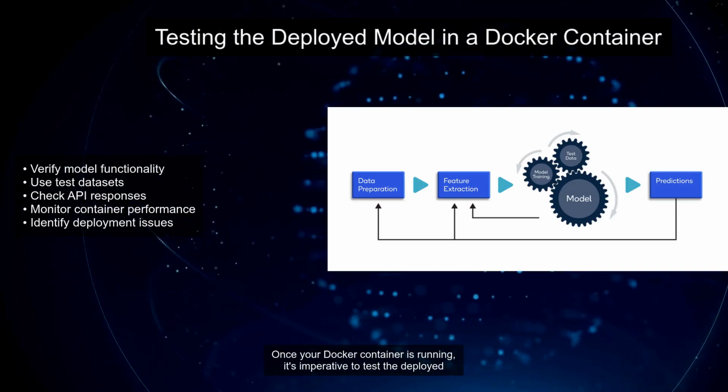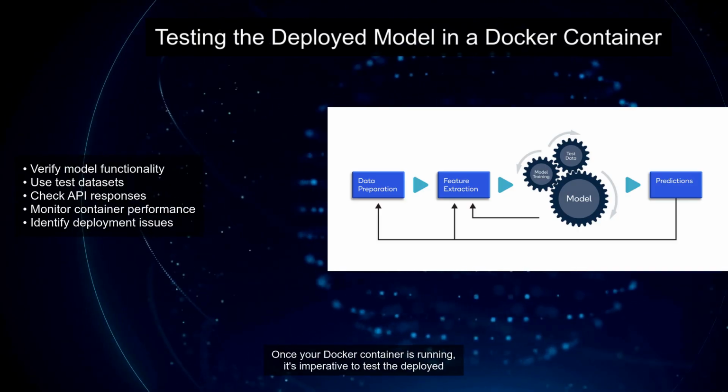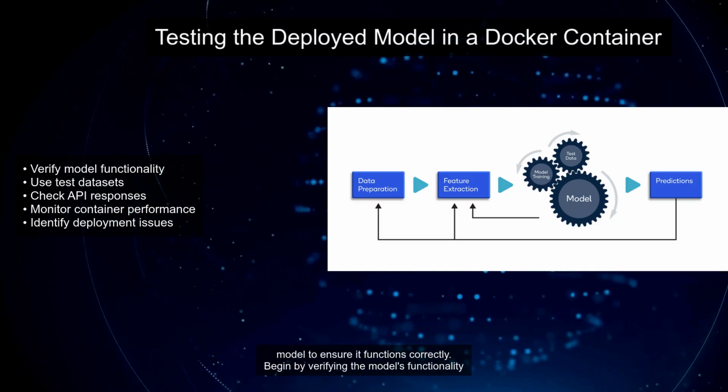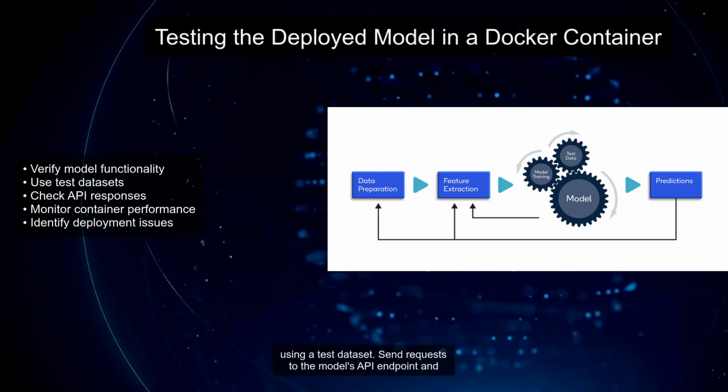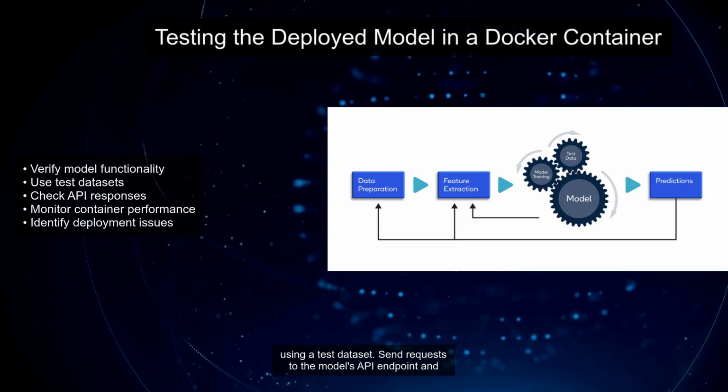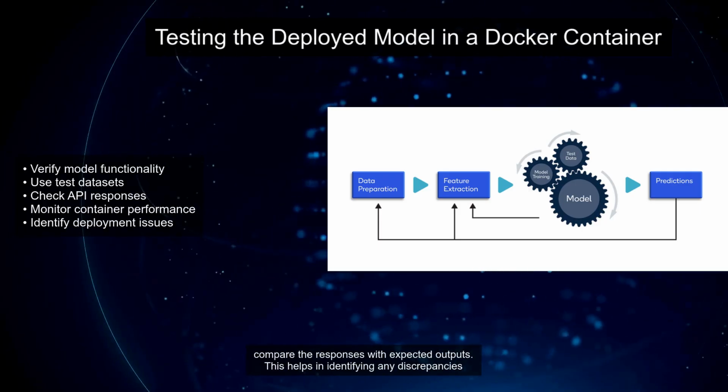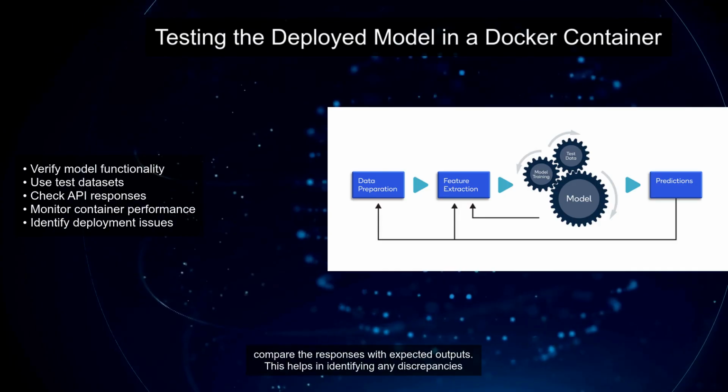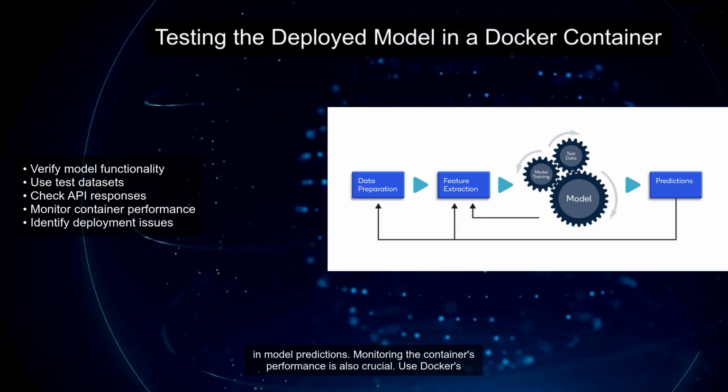Once your Docker container is running, it's imperative to test the deployed model to ensure it functions correctly. Begin by verifying the model's functionality using a test dataset. Send requests to the model's API endpoint and compare the responses with expected outputs. This helps in identifying any discrepancies in model predictions.